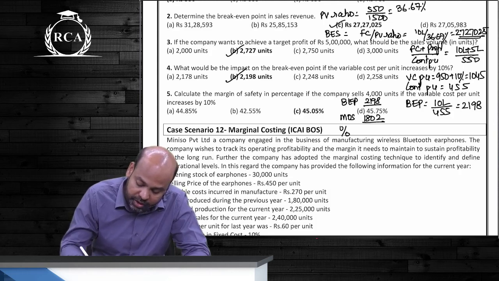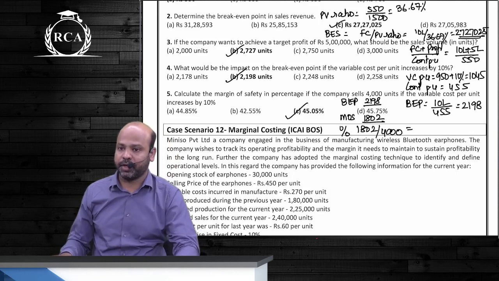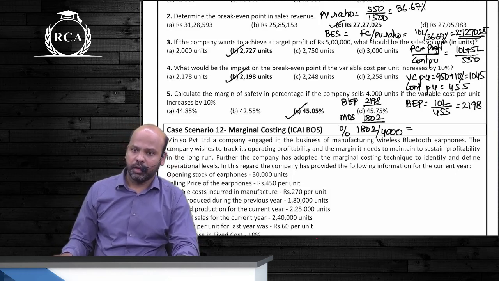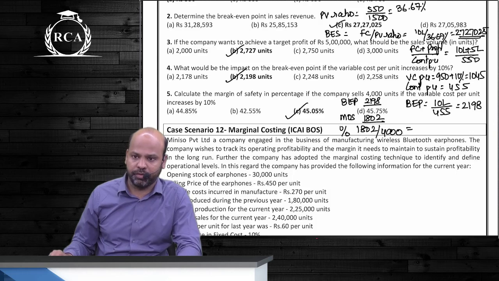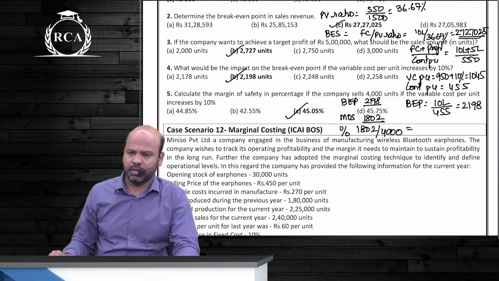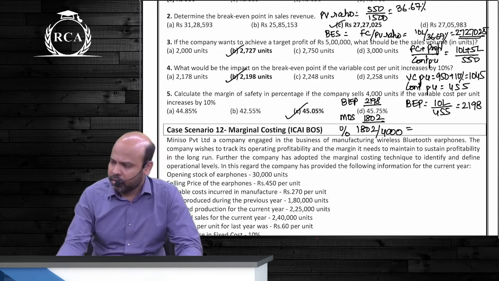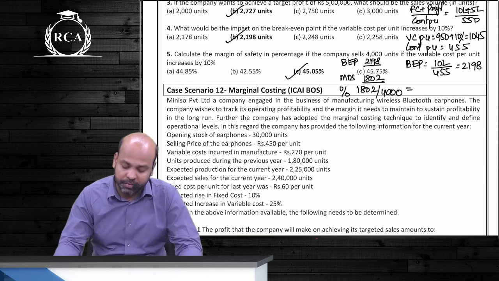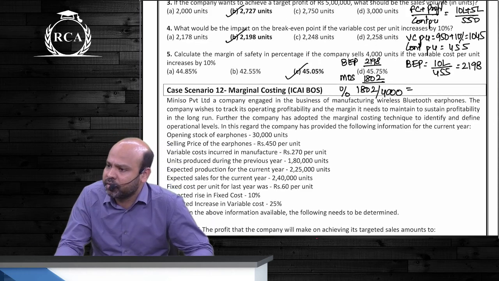Margin of safety is 1802. Can you write margin of safety in percentage? 1802 divided by total sales 4000 is 45.05%. 1802 divided by 4000, 45.05%. 1802 divided by 4000, guys, it will become 45.05%. Any doubt in this?